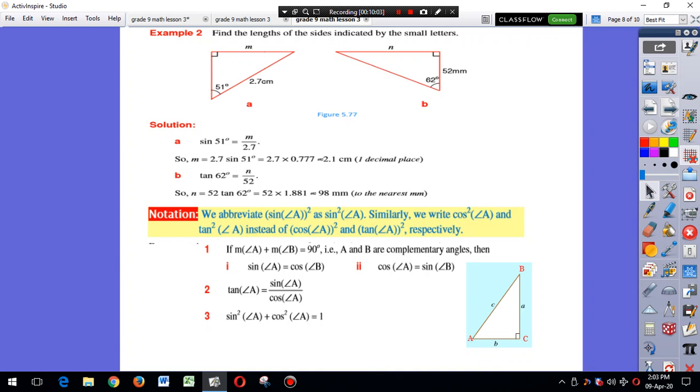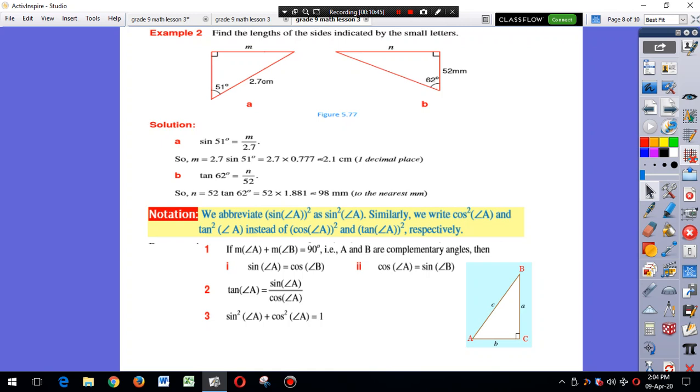Let's say, for example, if you add 30 degrees and 60 degrees, it will give us what? 90 degrees, right? So 30 degrees and 60 degrees are said to be complementary angles. Sine 30 and cos 60 degrees are equal, and again cos 30 degrees and sine 60 degrees are equal because they are complementary angles. The second point is tan angle A is the same as sine angle A over cos angle A.